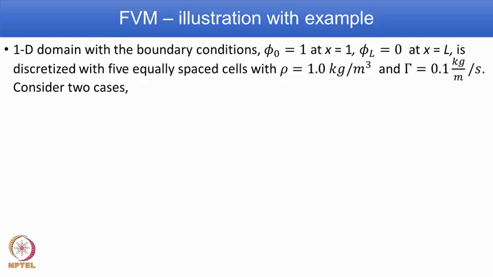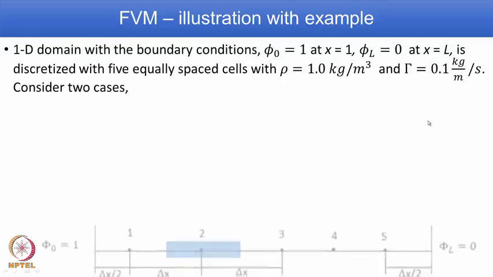In the last slide, we explained the problem. Now, let us get some more explanation. 1D domain with the boundary condition phi at 0 equal to 1, phi at L equal to 0, where x is equal to L, is now discretized with 5 equally spaced cells, and for the problem defined, rho is taken to be 1.0 kg per meter cube and gamma taken to be 0.1 kg per meter per second.